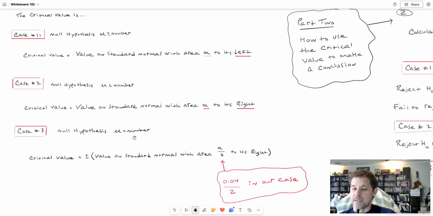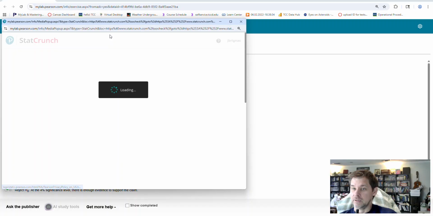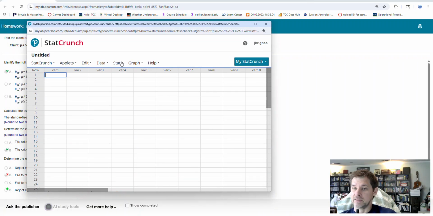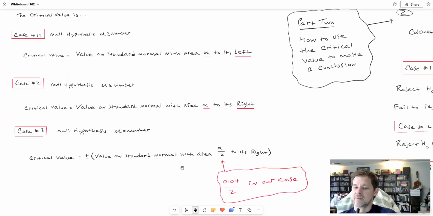All right. Now, how do you find the critical value? Well, it is plus or minus the value on the standard normal curve with area alpha divided by 2 to its right. So there we go. Let's do that. I'm going to bring up the standard normal curve through StatCrunch. This is the way that we do things. It's included with MyMathLab, so it's always what I use to do calculations with the normal distribution. There's the standard normal curve. And what did it say I needed to do? I need to find whatever the value is on that curve that has an area of alpha over 2 to its right.